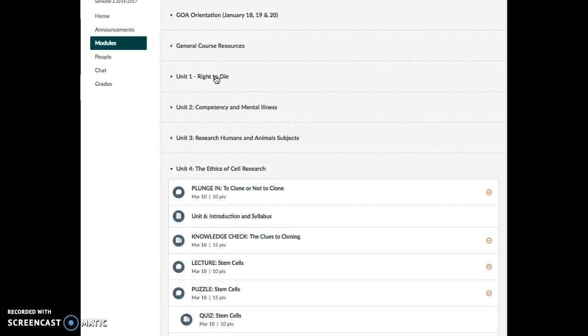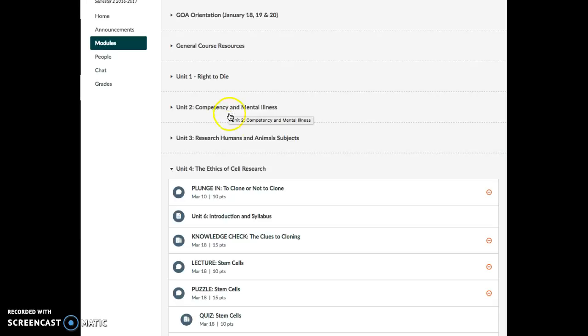Unit 2 talks about competency and mental illness. If you remember, we talked about being able to make a decision if you are diagnosed mentally ill, or if you are a minor, or if you are an aging person. Competency and mental illness also has a little bit to do with autonomy, but starts really moving into beneficence and a little bit of non-maleficence.